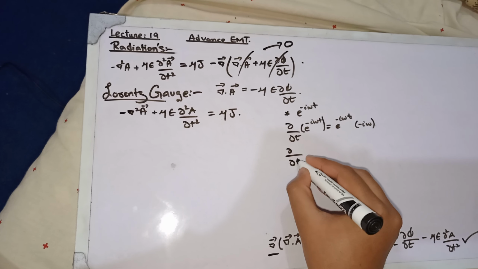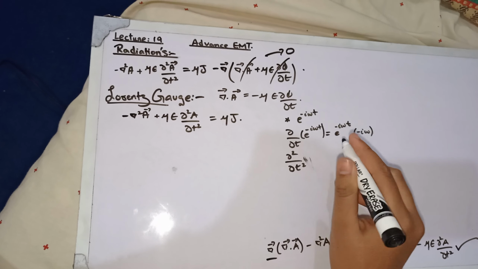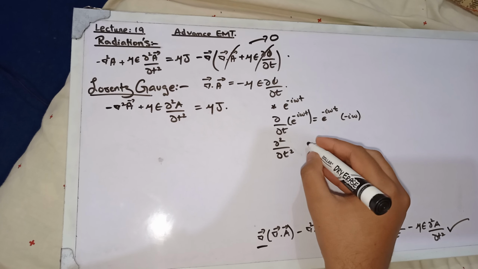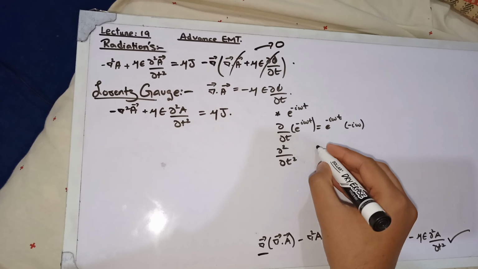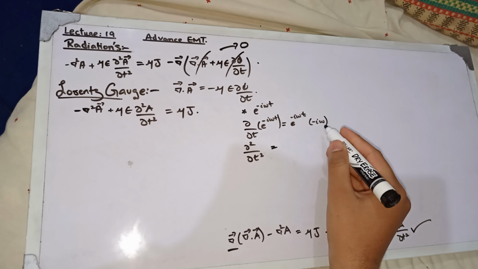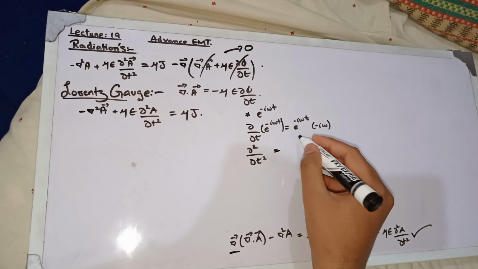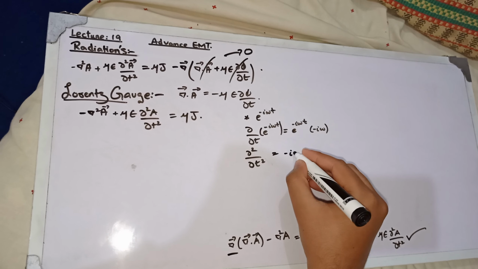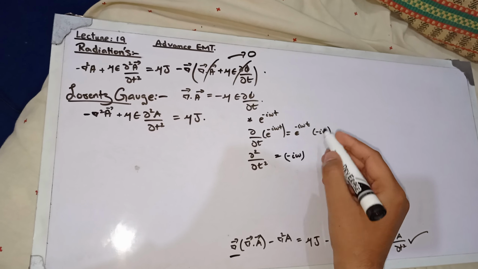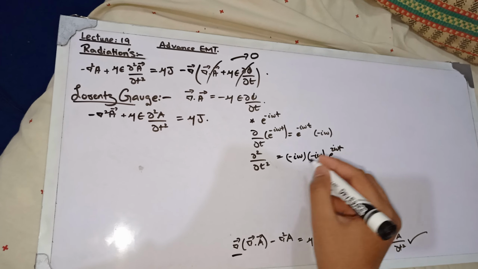If I take the double derivative d square by dt square of this, I should be left with, you can see here, minus iota omega from here, and then after taking the derivative again, it again gives you minus iota omega and e power minus iota omega t as it is.